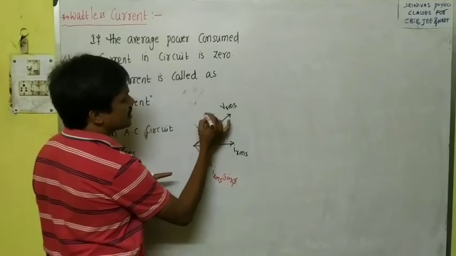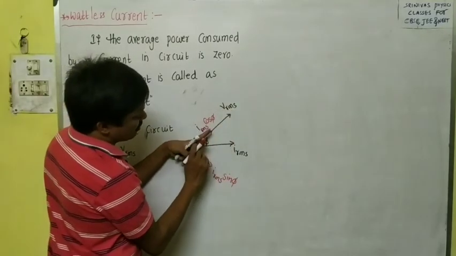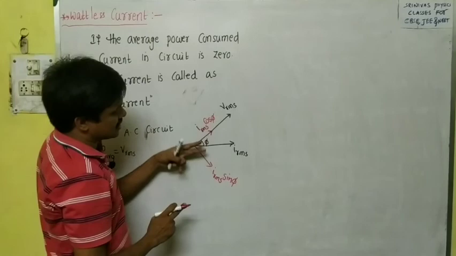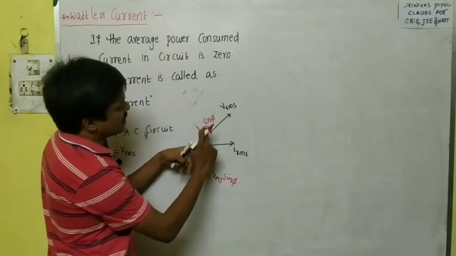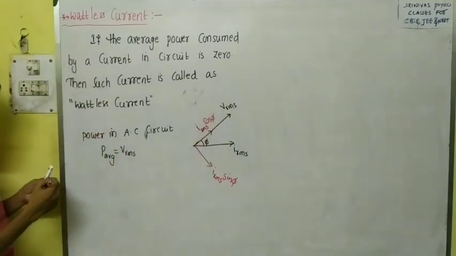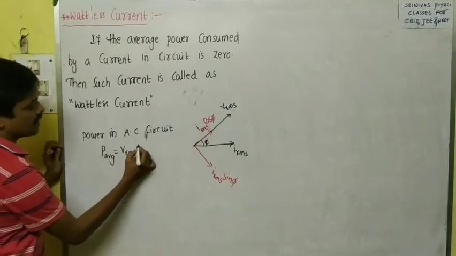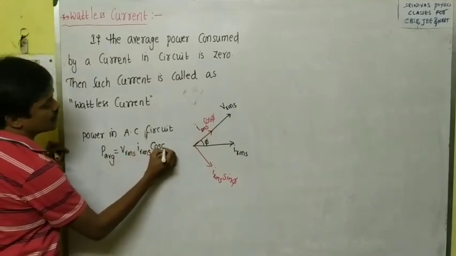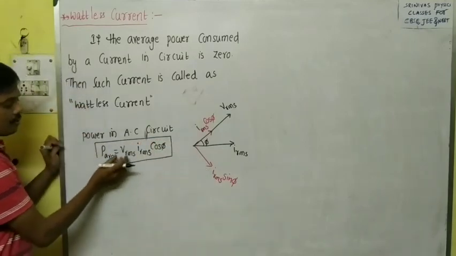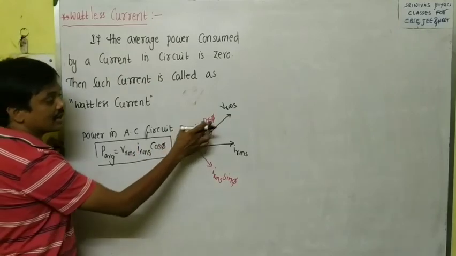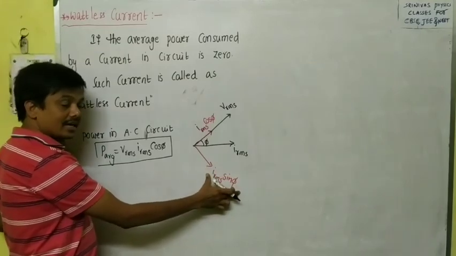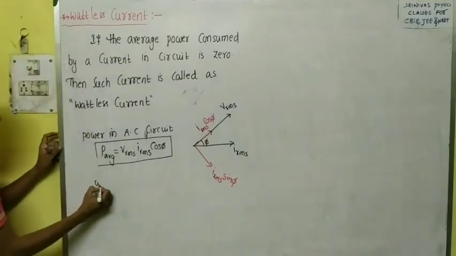Now IRMS is split into two rectangular components. The component attached with the angle you get by multiplying with cos, and the other is sin. This IRMS cos phi and VRMS are along the same direction. The product between these two is called the average power. That means average power equals VRMS into IRMS into cos phi, right? But what about the IRMS sin phi? In the product of voltage and current, we are taking only one component of the current. What about the other component? This component cannot consume any power, so that component is called wattless current, right?